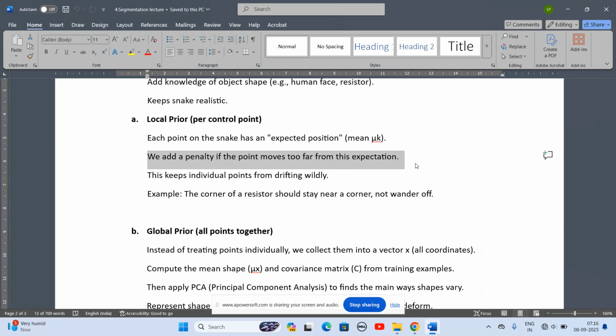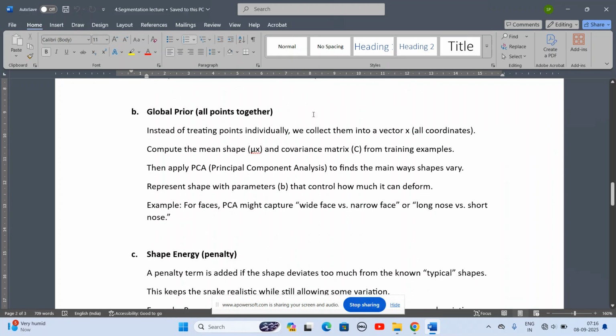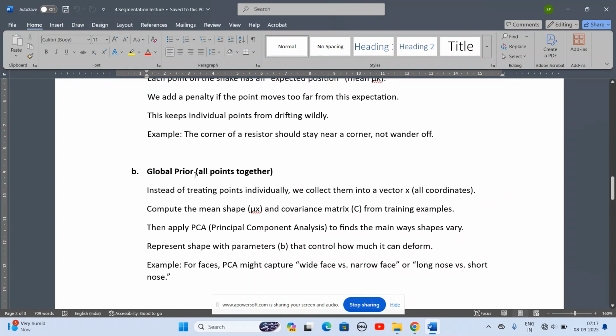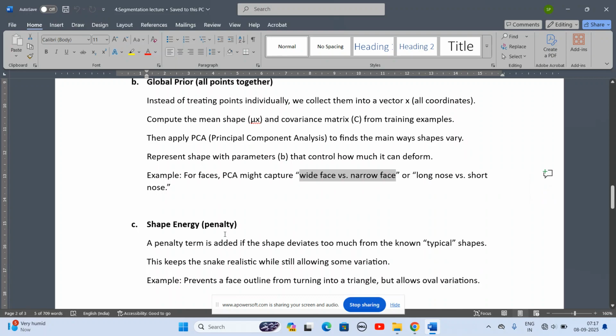If the individual point moves away from the expected position, then I can add a penalty to bring it back to the original position. Then global prior, all points together, means instead of treating a single point, we collect them into a set of vectors. We will find the mean shape as well as the covariance matrix. Then we'll apply principal component analysis to find the main ways shapes vary. So instead of focusing on a single point, we'll focus on all the points together. For example, wide face or narrow face, or long nose versus short nose. We can use this global prior.